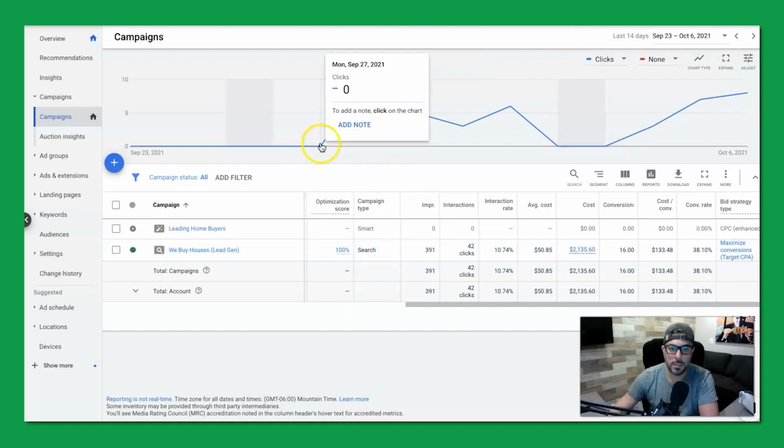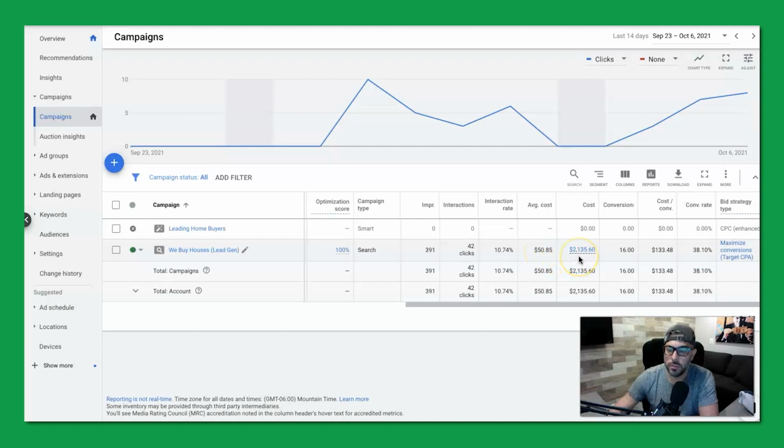First 14 days. This campaign started on Monday, September 27th. Today is October 7th. First 14 days. Let me get in here. What are we doing? Okay. All right, so we've had 391 impressions, 42 clicks, a 10.74% click-through rate. Average cost per click is $50, and I know that's extremely high, but that's what it costs to get these kind of leads.